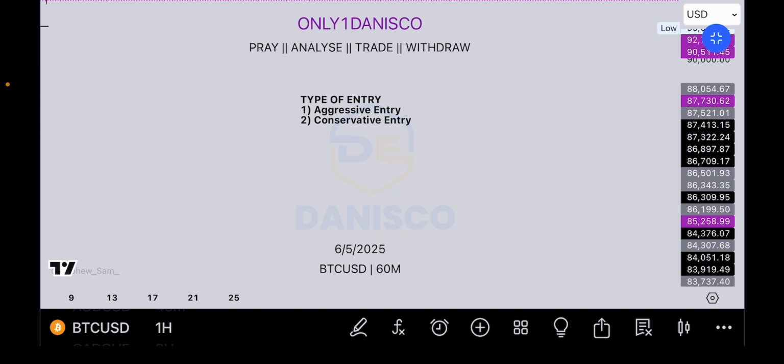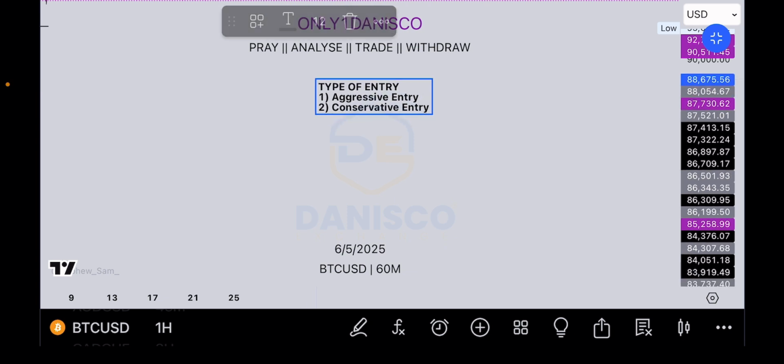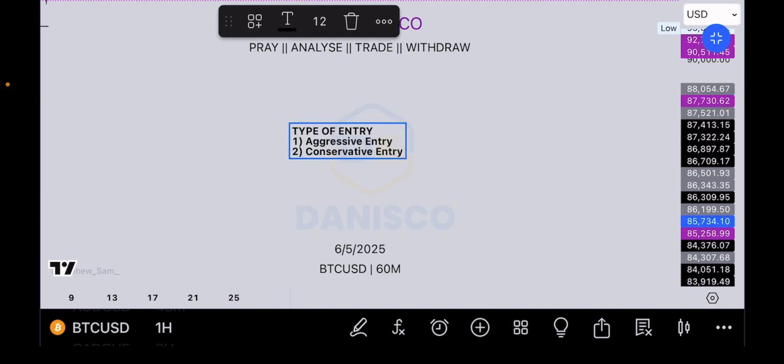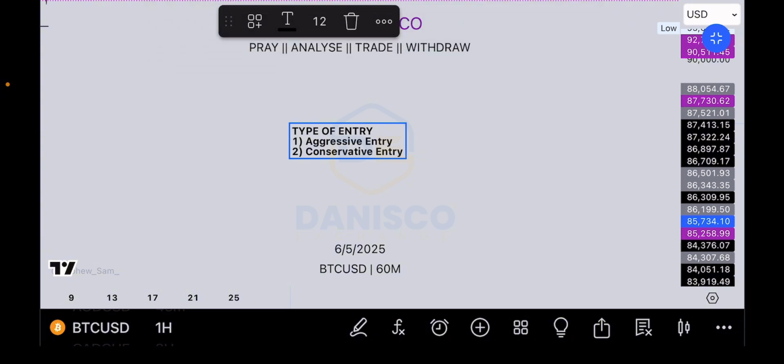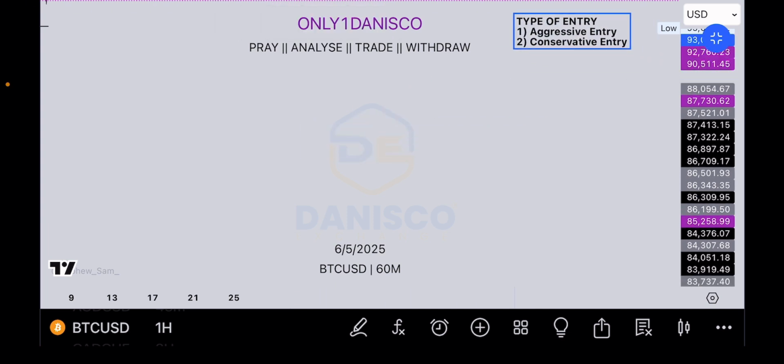Today we are going to look at types of entry. One, we have aggressive entry. The second one is conservative entry. So we are going to look at what aggressive entry looks like and what conservative entry also looks like. Now let's look at it.